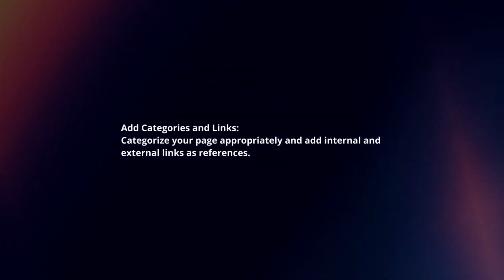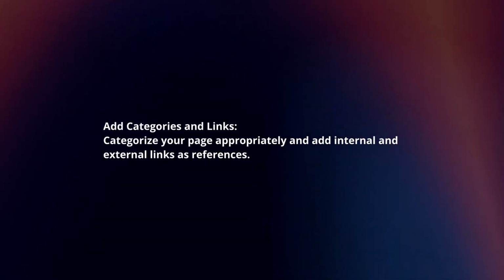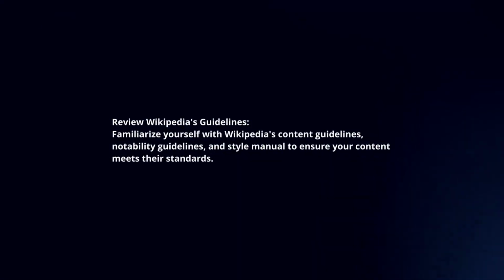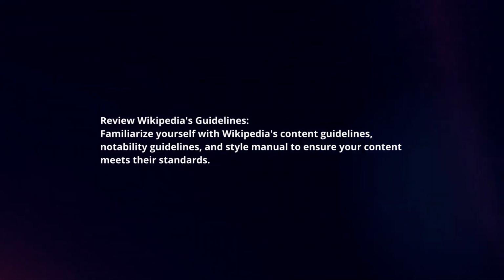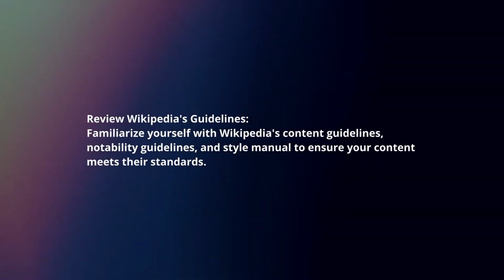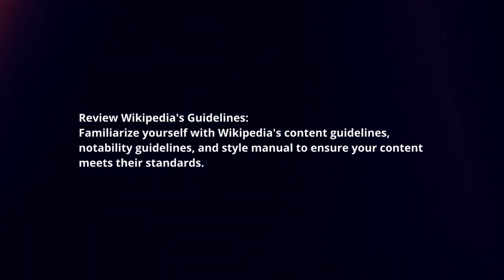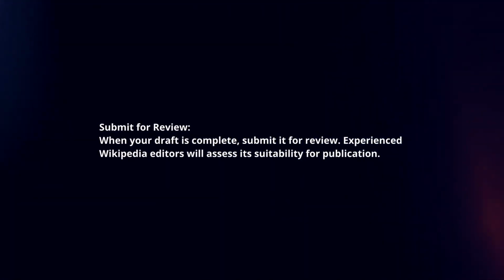Add categories and links. Categorize your page appropriately and add internal and external links as references. Review Wikipedia's guidelines. Familiarize yourself with Wikipedia's content guidelines, notability guidelines, and style manual to ensure your content meets their standards. Submit for review. When your draft is complete, submit it for review.